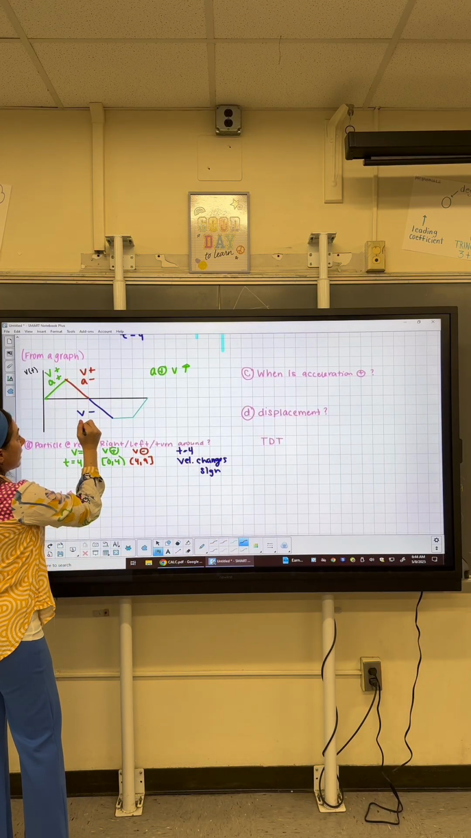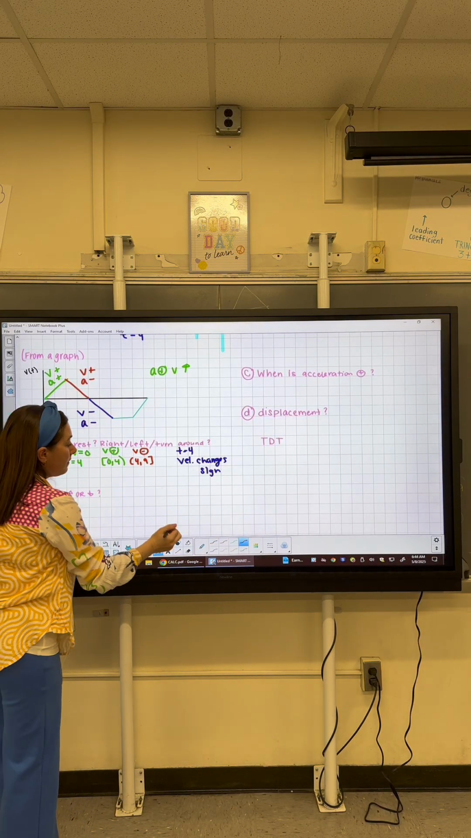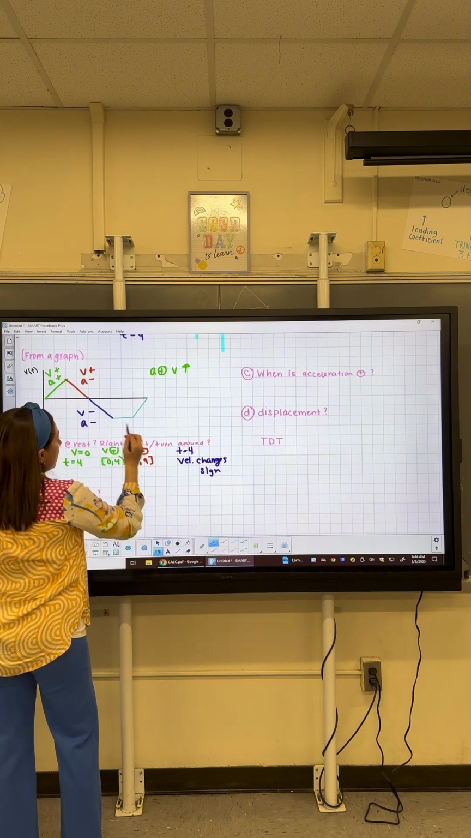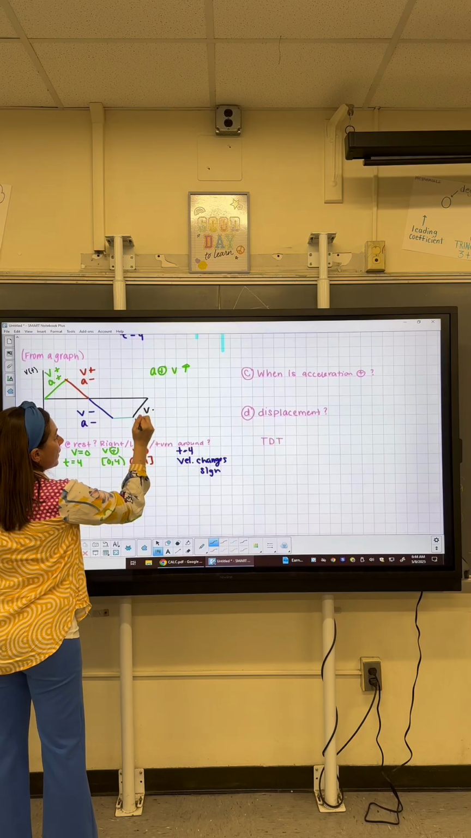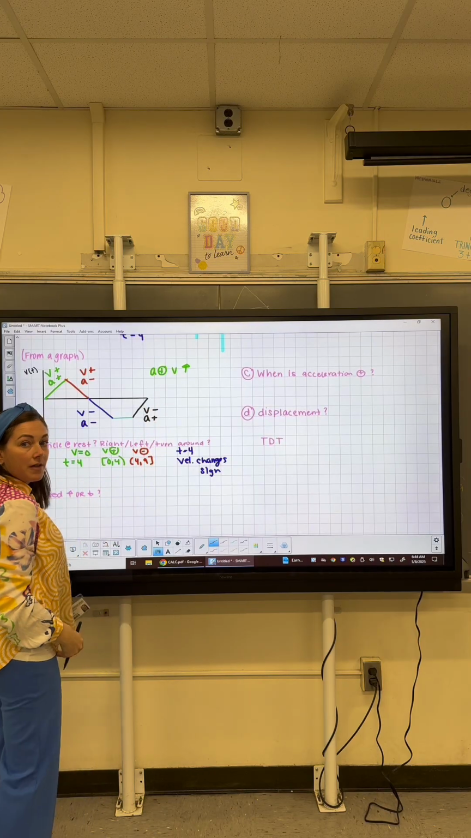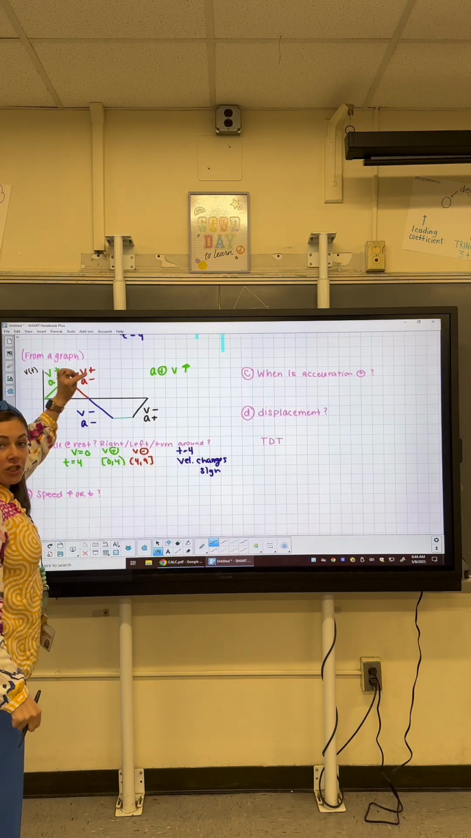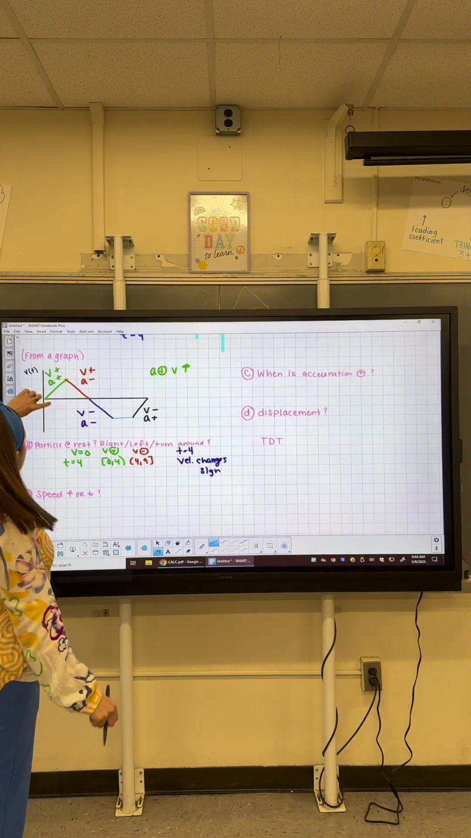Here, velocity's negative, acceleration's negative. This doesn't matter because the acceleration's constant there. And this guy right here, velocity's negative, acceleration's positive. So now you can just go through each section and figure out, are we increasing or decreasing?